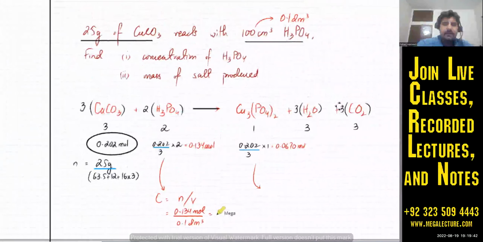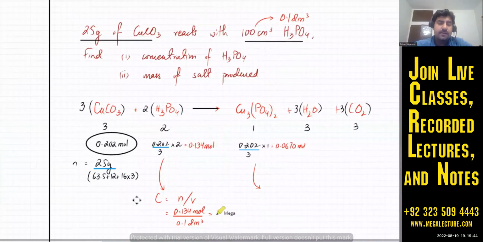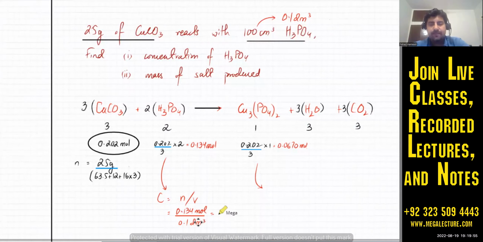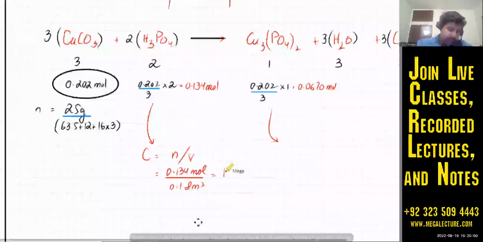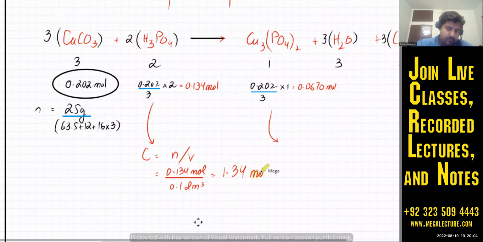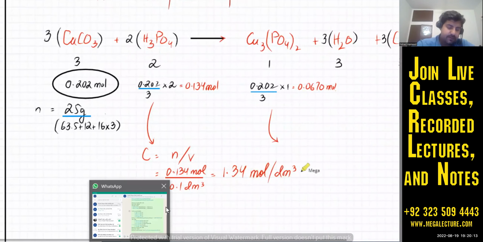He was asking you to tell them the concentration. The concentration is how many moles you've got over volume. The volume of phosphoric acid is 100 cm cube. So 0.134 divided by 0.1 is going to give you 1.34 mole per dm cube. So that is going to be your concentration.